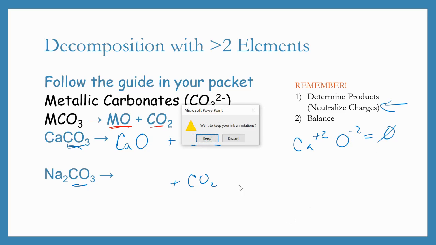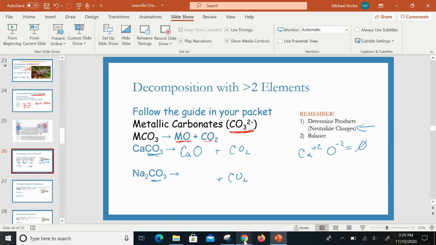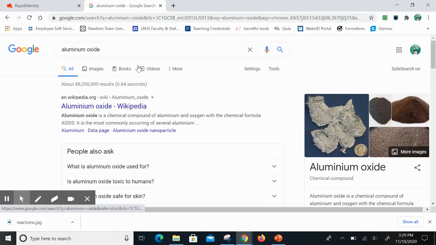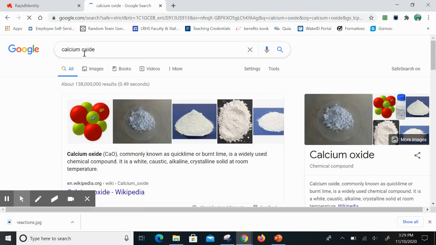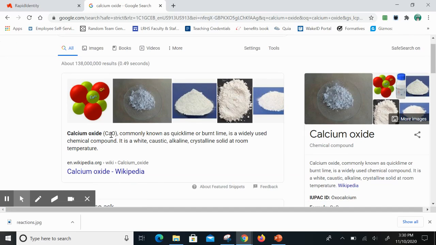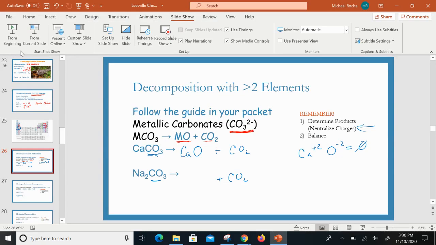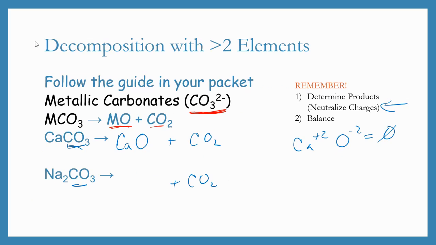So again, if you Google calcium oxide, what you get is CaO. We're not making anything up here, right? CaO, that's what it is. So that's why we can quote unquote mess with subscripts. We're not making this up. This is just acknowledging what exists.